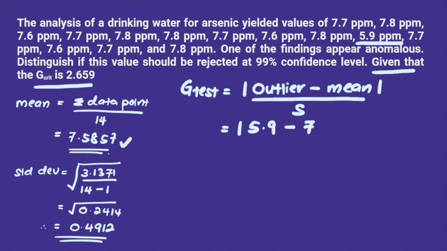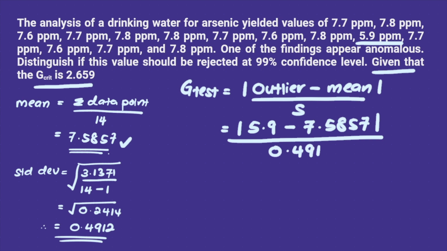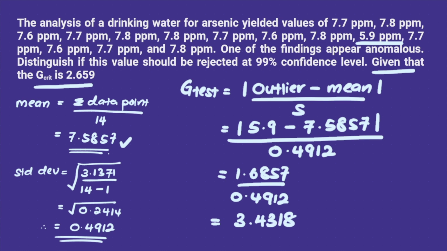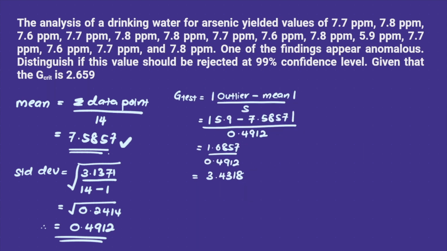Minus the mean, you have calculated the mean, which is 7.5857. So you need to do a modulus there. And then your standard deviation is 0.4912. So your G test should be equivalent to 1.6857 divided by 0.4912. Therefore, your G test is equivalent to 3.4318.